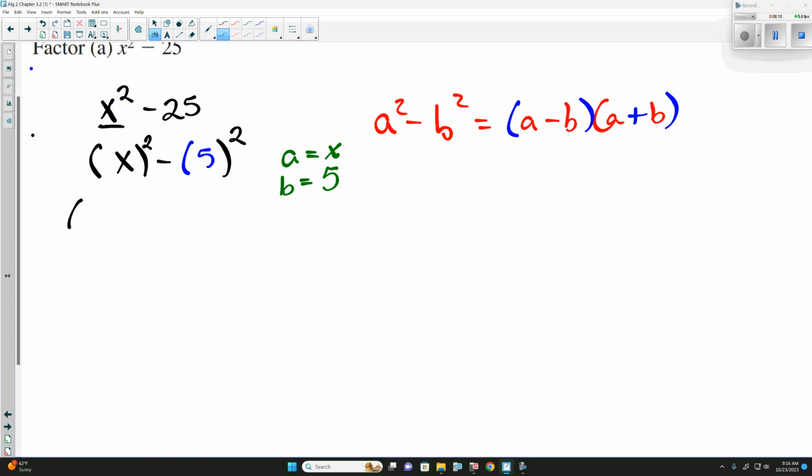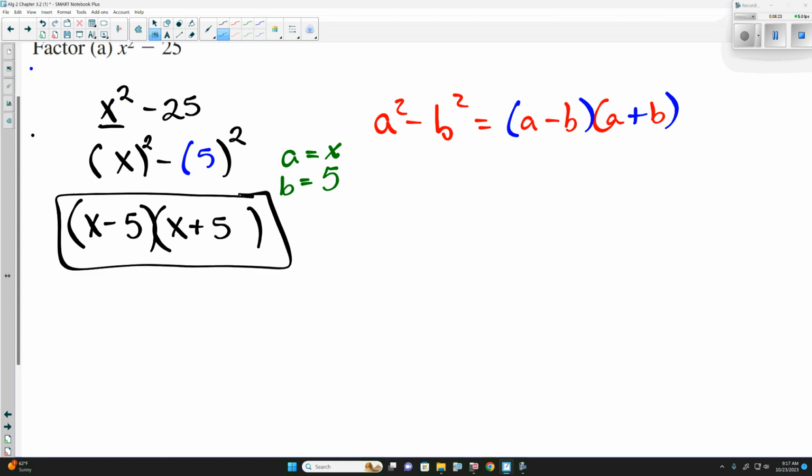So when we factor this, when we have a minus b, it would be x minus 5. Then we have a plus b, it would be x plus 5. That's it. So factoring x squared minus 25 factors to x plus 5 times x minus 5. That's it.